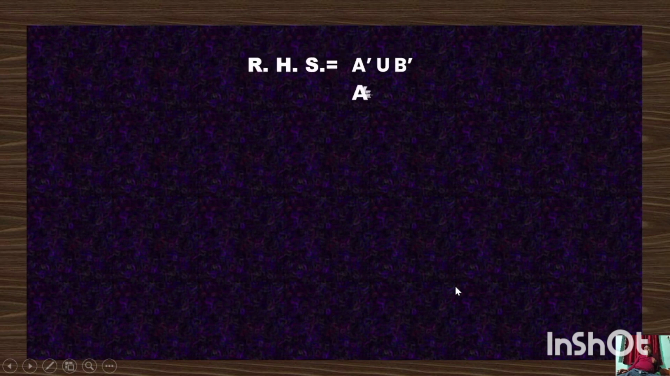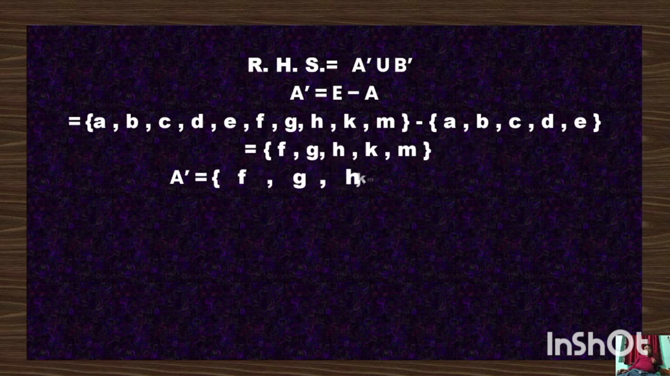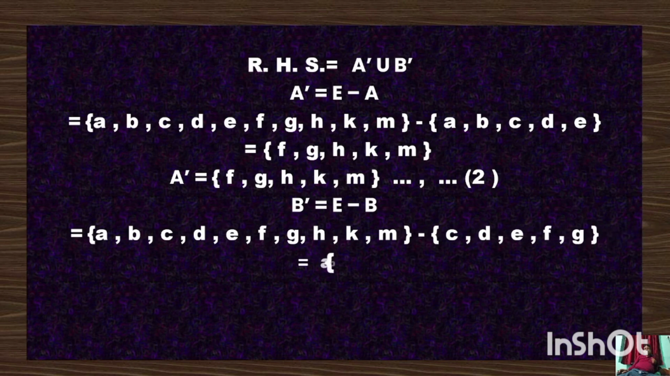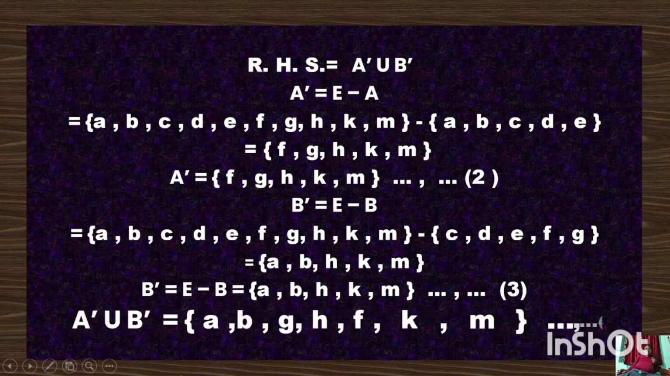Similarly, the RHS, A dash union B dash, where A dash is equal to E difference A. So find out the complement of the set A. Then find out B dash, which is the complement of B, E difference B. Okay, this is the complement of set B, which is E difference B. And we can get A dash union B dash. The elements are A, B, G, H, F, K, N.